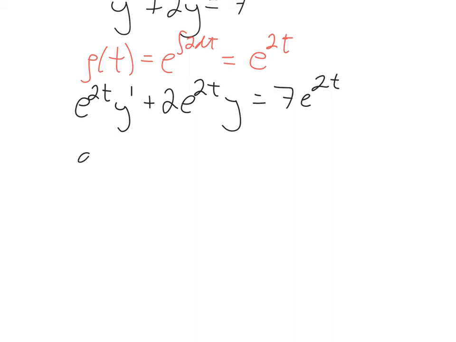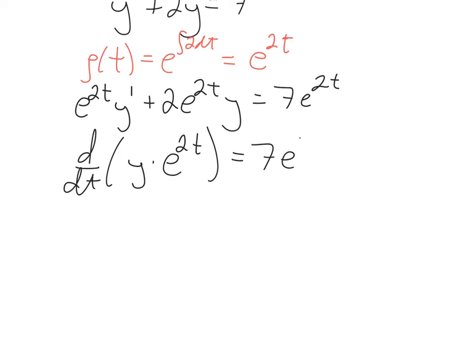And I recognize that the left-hand side is the result of the product rule of y times e to the 2t. Pause and verify that if you actually do the product rule on this, you will get the left-hand side of the differential equation from the line above. Okay, now that you verified that, I'm trusting that you put me on pause and verified that. Let's just push through the rest of the algebra.